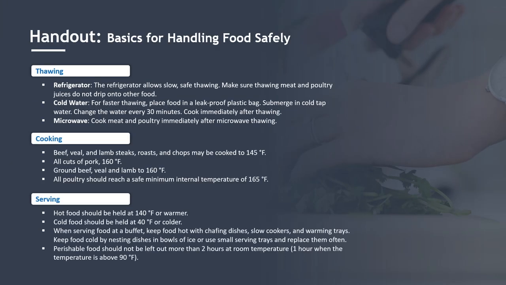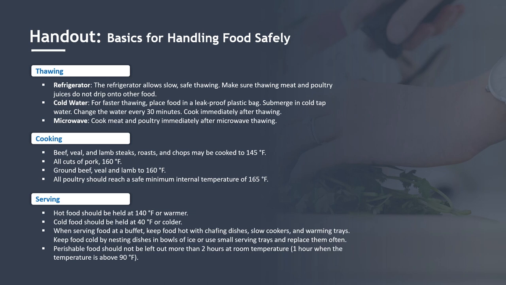Thawing. Refrigerator. The refrigerator allows slow, safe thawing. Make sure thawing meat and poultry juices do not drip onto other food. Cold water. For faster thawing, place food in a leak-proof plastic bag. Submerge in cold tap water. Change the water every 30 minutes. Cook immediately after thawing. Microwave. Cook meat and poultry immediately after microwave thawing.